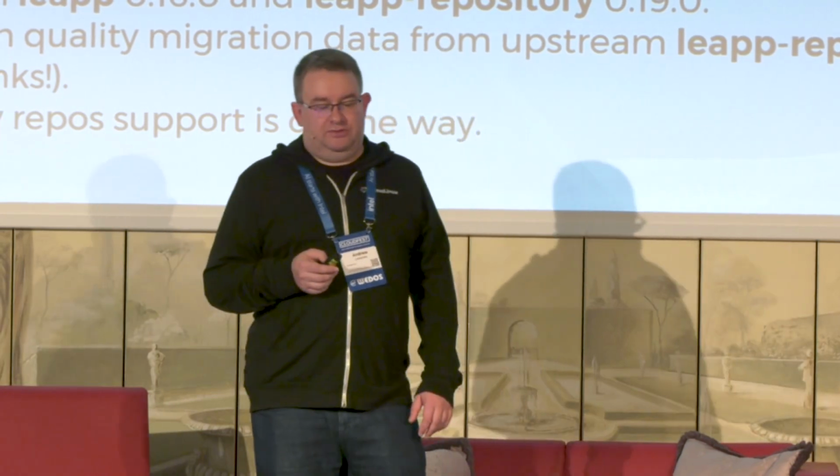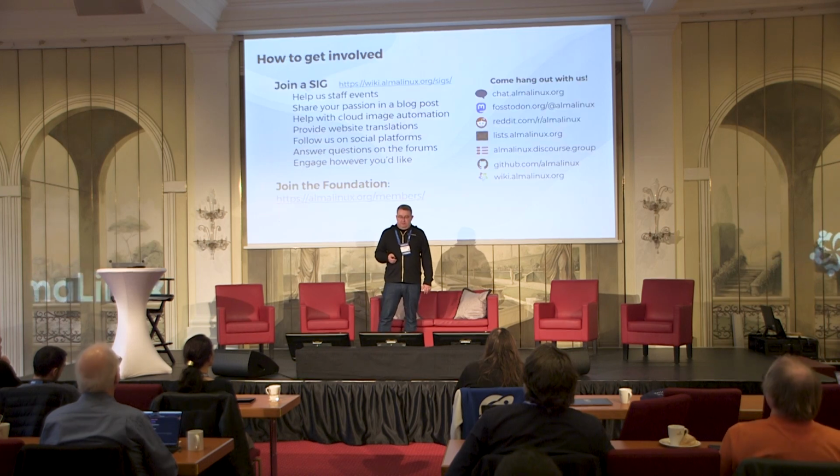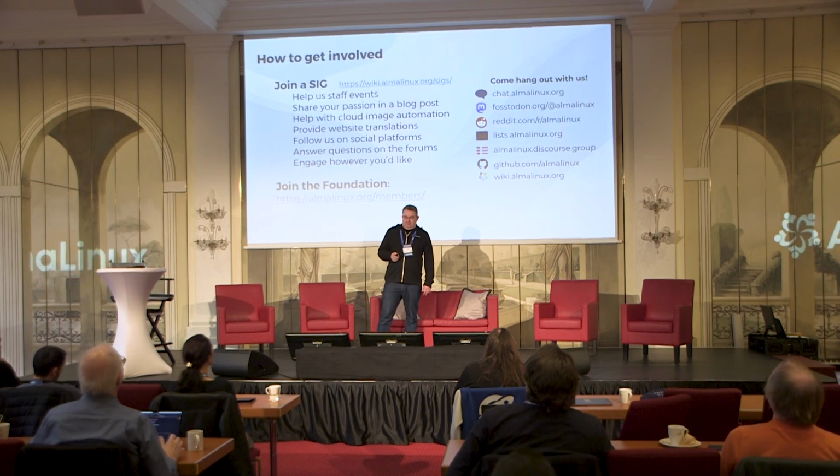So if it's necessary to have EPEL and migrate with EPEL, you should go with stable. If you are ready to do some experiments, if you are ready to help us, if you don't need any third-party repos, it's better to go to the NG version and help us with development. What else can I say? So how to get involved in this?